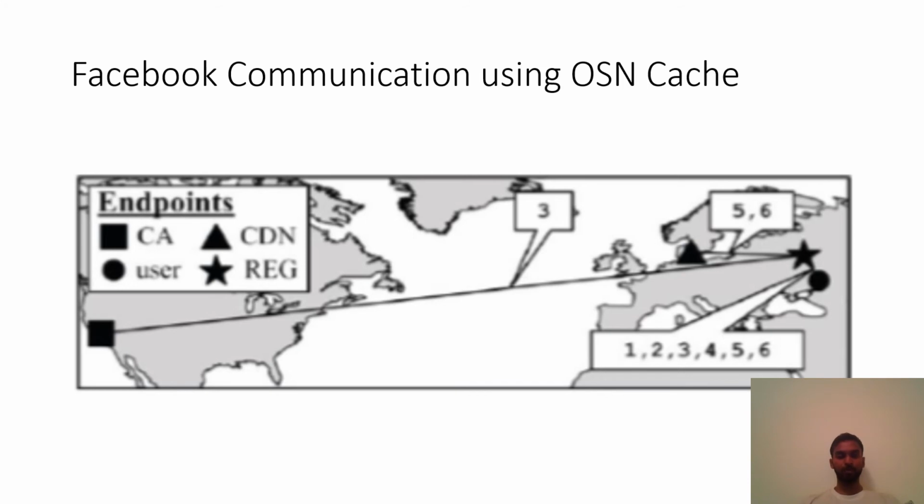To resolve this problem, this is Facebook communication using OSN cache. In this, the user does not need to communicate with the data center to get the final message. It can get the message from the CDN server, which is located near them. So this is how they achieve the system reliability.